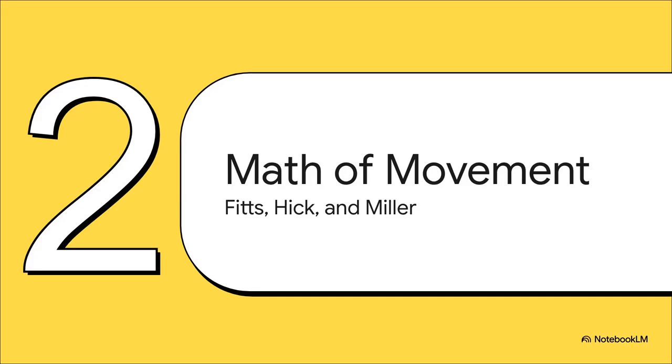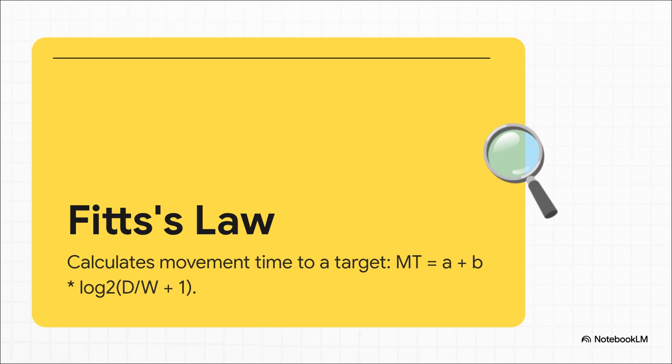Moving right along to Section 2, Math of Movement and Choice, Fitts, Hicks, and Miller's Laws. Okay, listen closely on this one because examiners absolutely love it when you drop mathematical formulas into your answers. Hicks' law tells us that more interface choices exponentially increase decision time, right? But the crucial one for physical navigation is Fitts' law. It perfectly models human motor control by predicting movement time to a target.